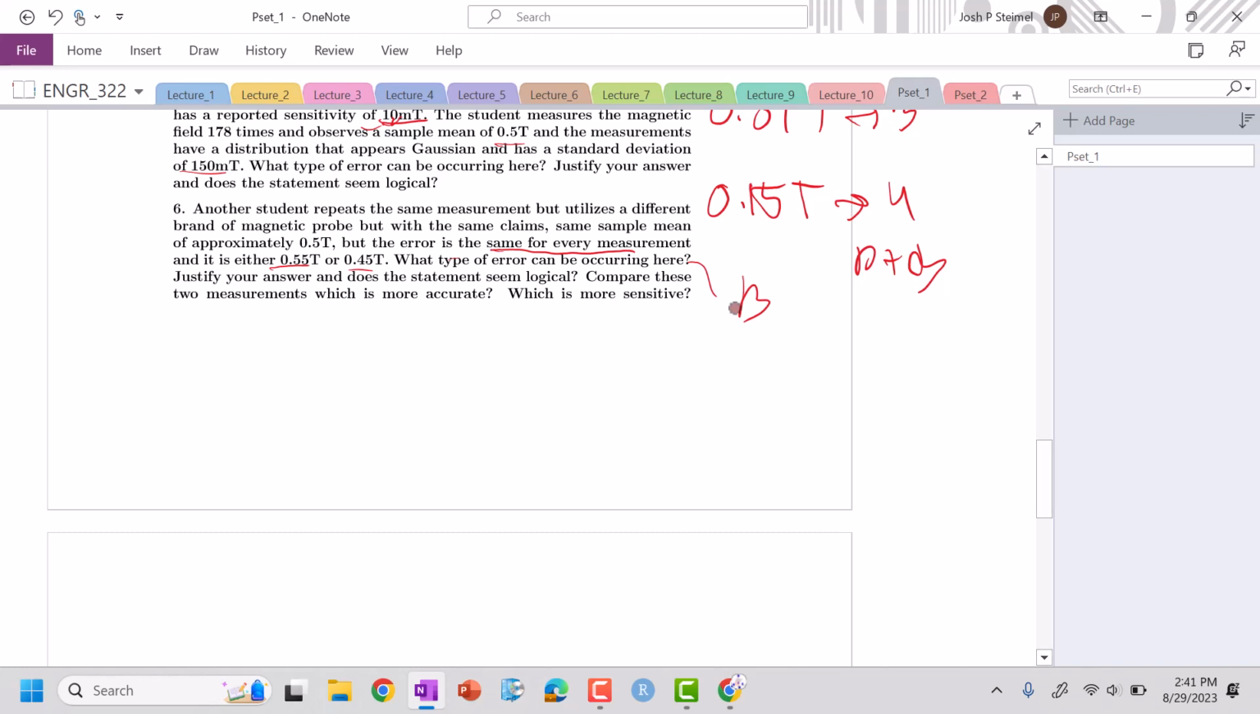So that is effectively what's happening here, because we have a different brand. There's nothing here, same claims, same sample mean. So it looks like we have a different probe. It looks like the bias error is different.